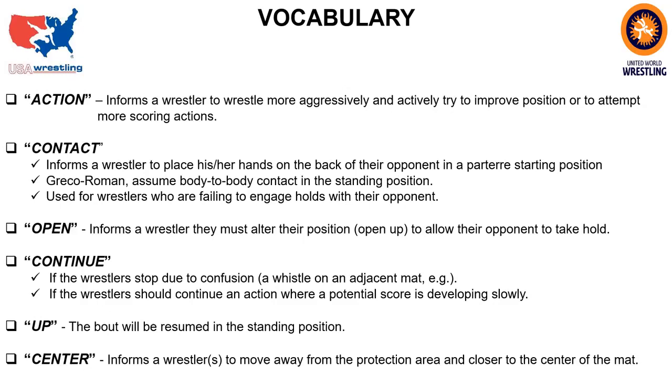In Greco, when we use the word contact in the standing position, we want them to assume body-to-body contact. We want them grabbing hold of each other. And we use contact when the wrestlers are failing to engage holds. They're avoiding each other. It's hard to score when you're not in contact, when you're not grabbing hold of each other. So that's one of three ways we can use the word contact.